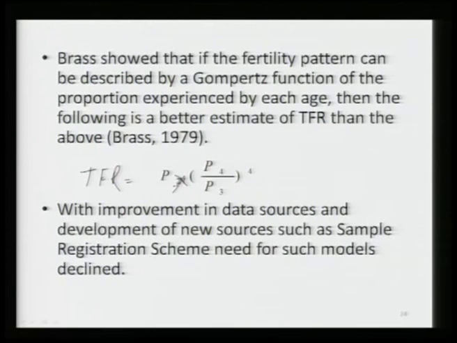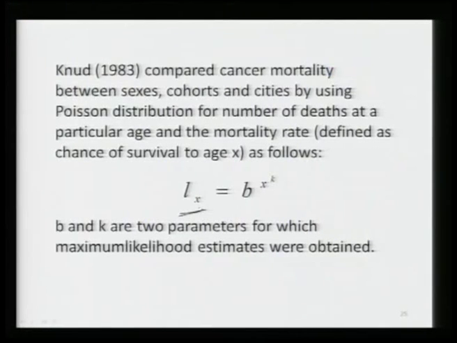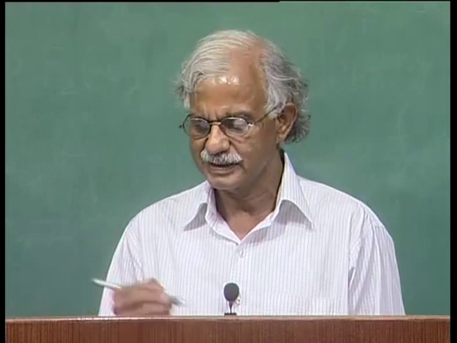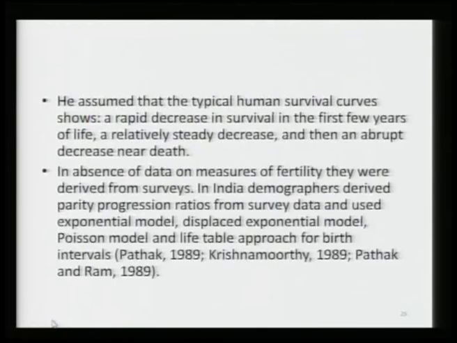With improvement in data sources and development of new sources such as sample registration scheme, need for such models has declined. This is another example of application of models in mortality. Here Lx, small lx, in stationary population, tells us exactly what number of people are surviving to age x, and this is expressed as b, a constant, raised to power x raised to power k. There are two parameters or constants in this model, b and k. These parameters are obtained from empirical data.